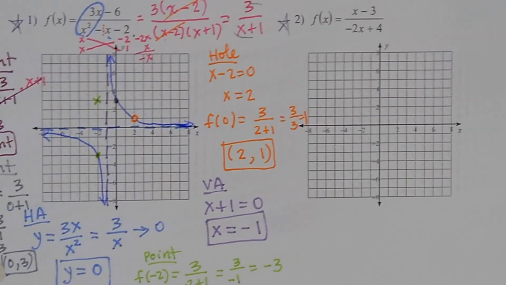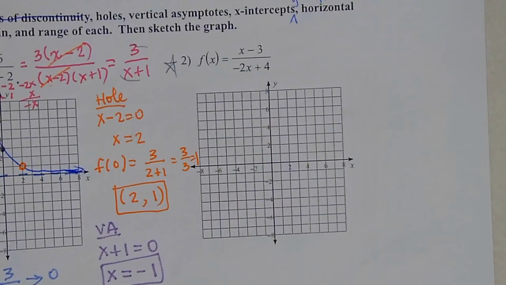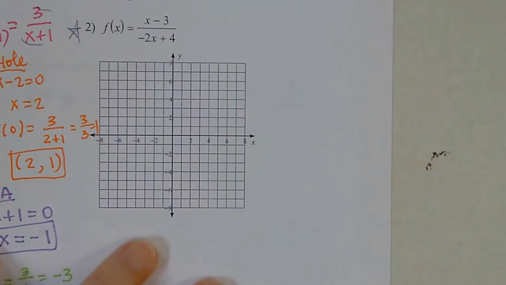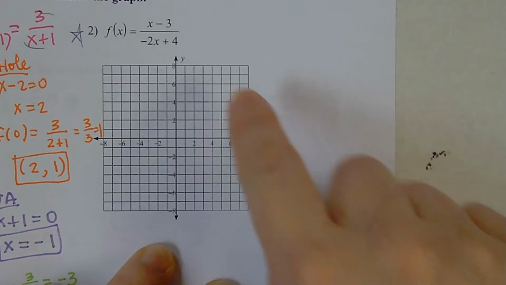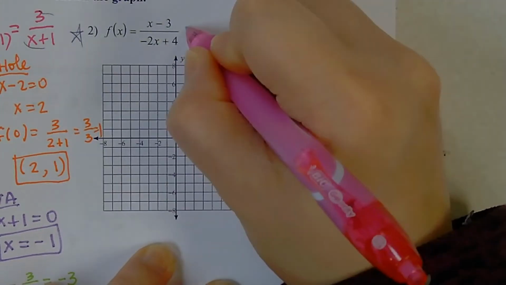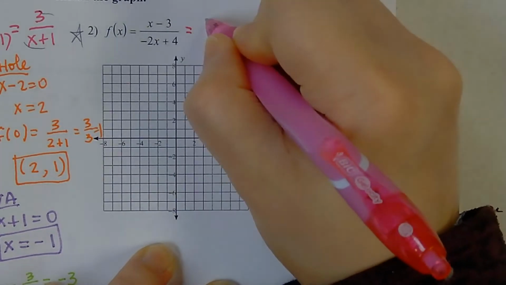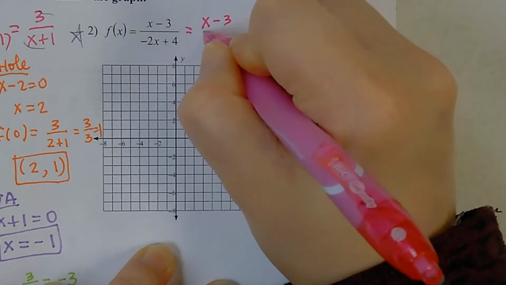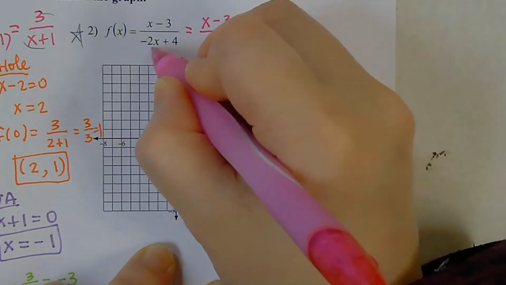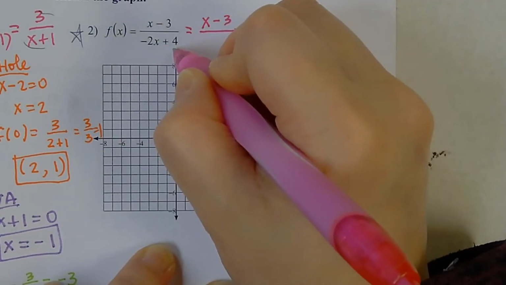We're going to try number 2. Just move it over. We have some room. All right, same thing. We're going to factor as much as we can. The top right there, nothing to factor. It's just x minus 3, no GCFs or anything. So if there's nothing, you just leave it like that, right? And then the denominator, I notice that there is, I'm going to just use the negative 2.